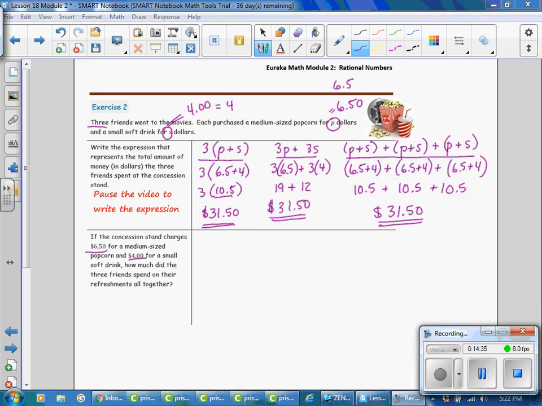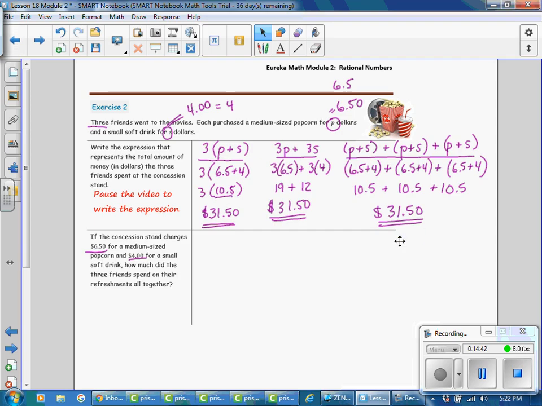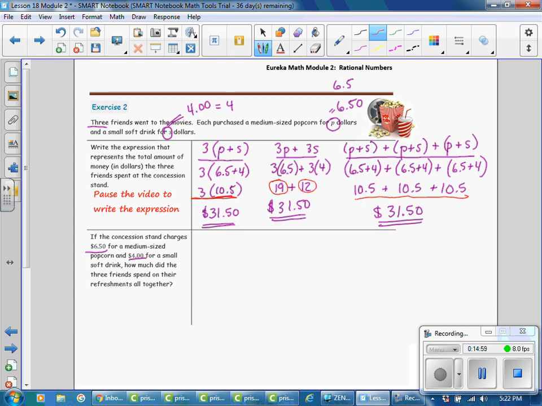What you'll notice is that the cost of the concession is the same no matter which expression you used. They're $31.50 for each one. And notice that here you're multiplying 3 times 10.50, and here is the repeated addition, which is 3 times 10.50. And in the middle problem, this is paying for the popcorn separately from the soda and then adding them together. Whereas these are the cost of one popcorn and one soda, and then there are three groups of that.